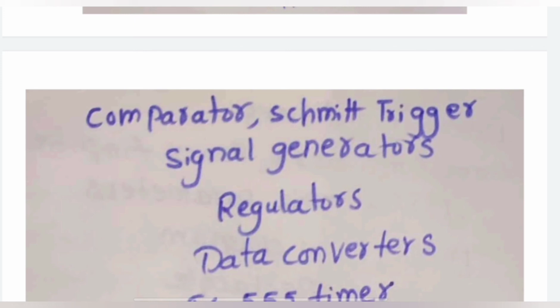The applications will be pulse position modulator, square generator, FSK generator. What is meant by FSK? We will see. FSK is frequency shift keying.